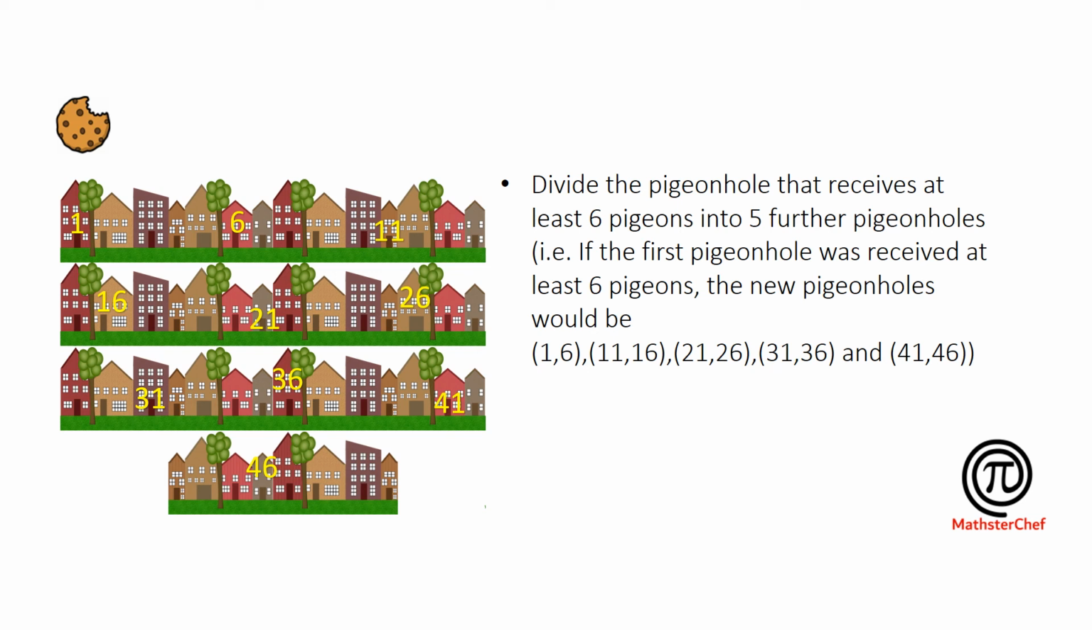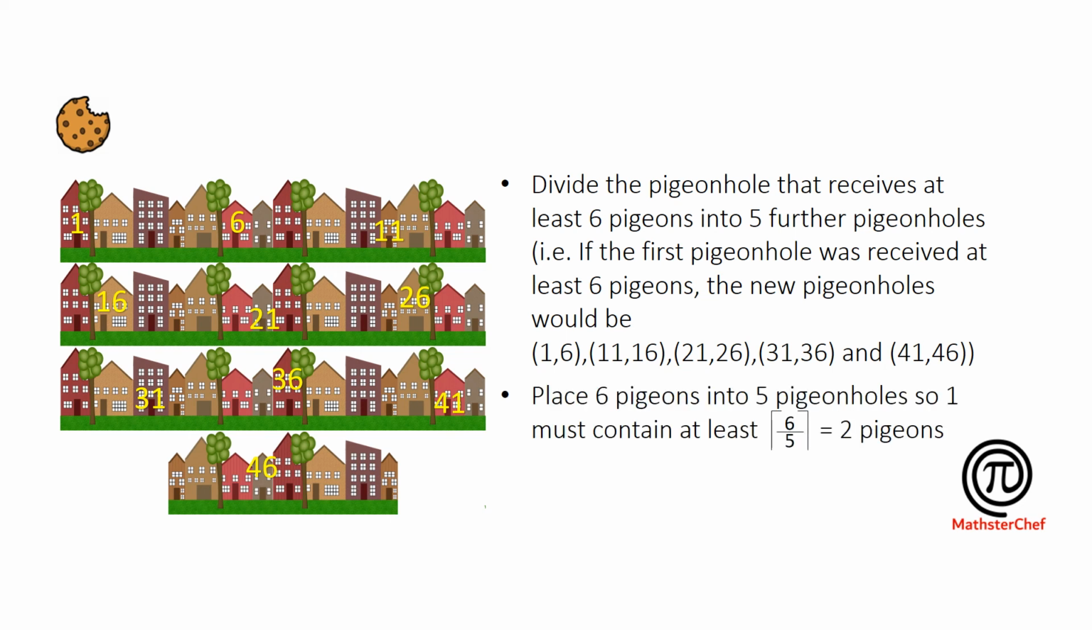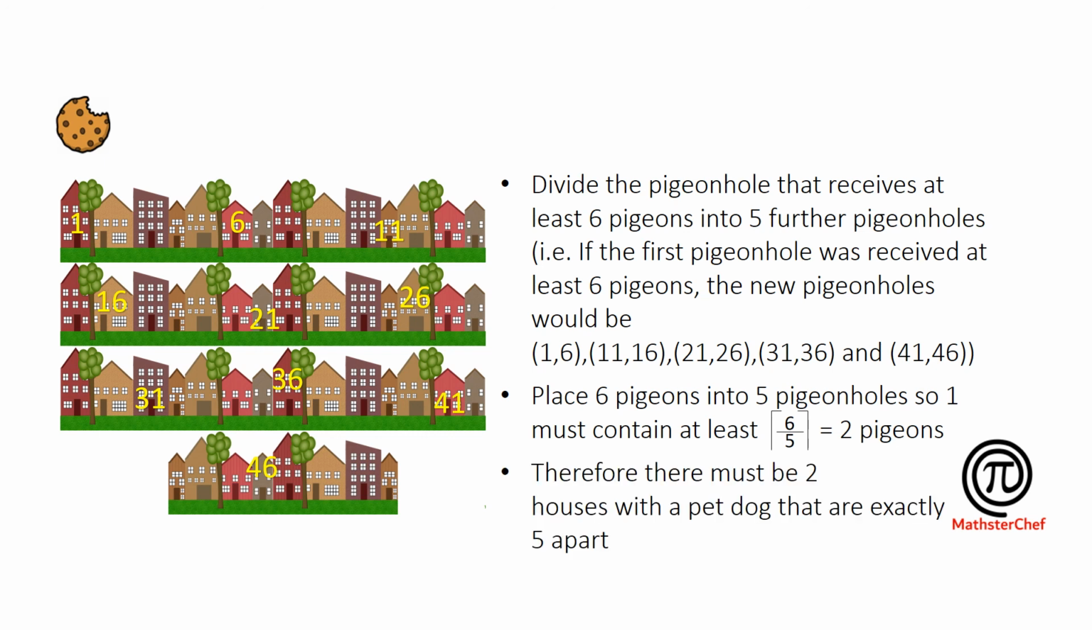Our pigeons are still representing the houses that own a dog, and we know that there are 6 of these within our 10 houses. So again, by the general pigeonhole principle, we need to consider placing our 6 pigeons into the 5 pigeonholes. Now observe that the ceiling of 6 over 5 is 2. So that means that there must be a point on the street where there are 2 houses that are exactly 5 apart that have a pet dog.